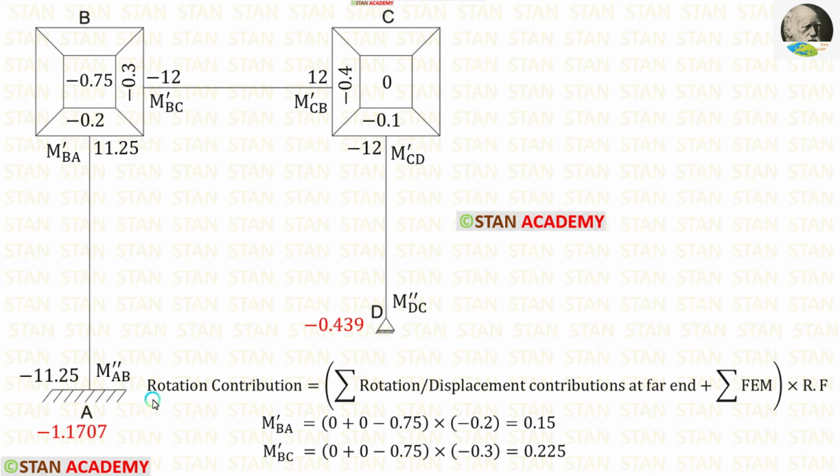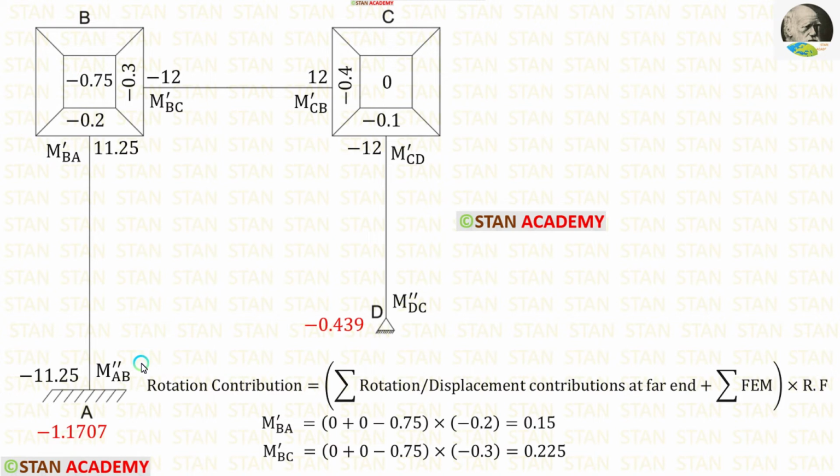The formula to find the rotation contribution is summation of rotation or displacement contributions at far end plus summation of fixed end movements, into rotation factor. First, let us find the rotation contribution M'BA. M'BA is located in the point B. For the point B, the far ends are the point A and the point C.